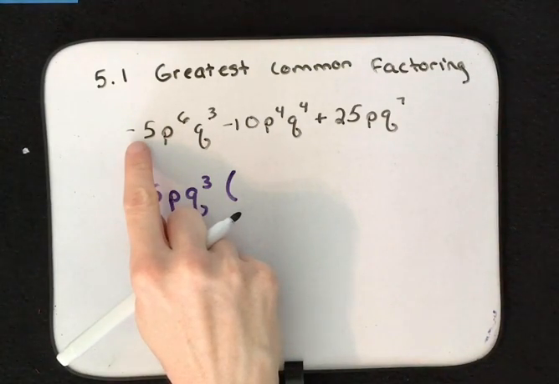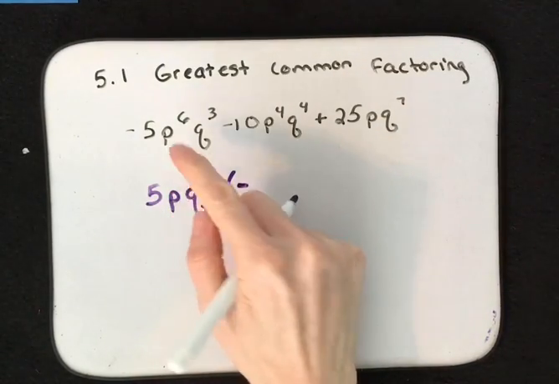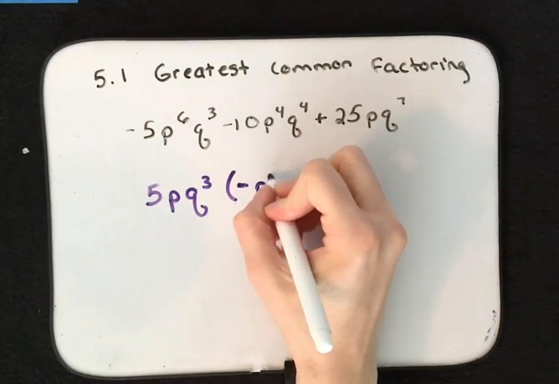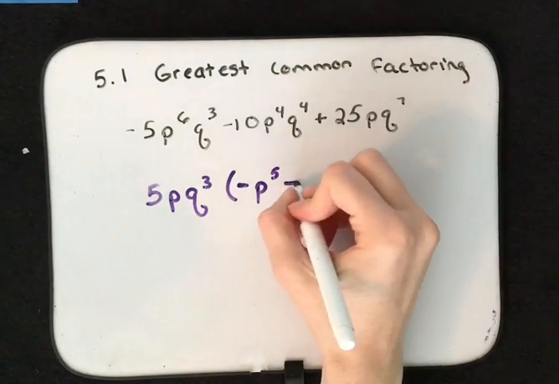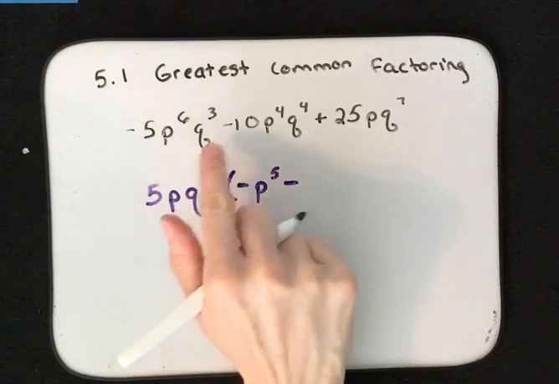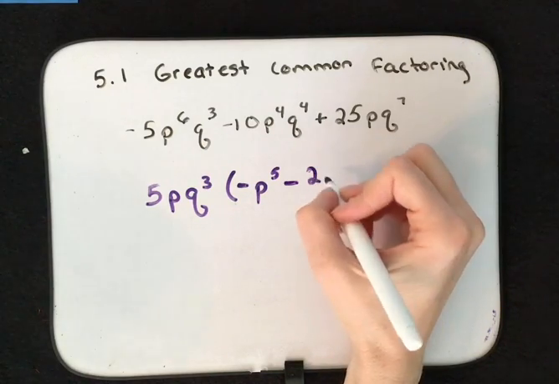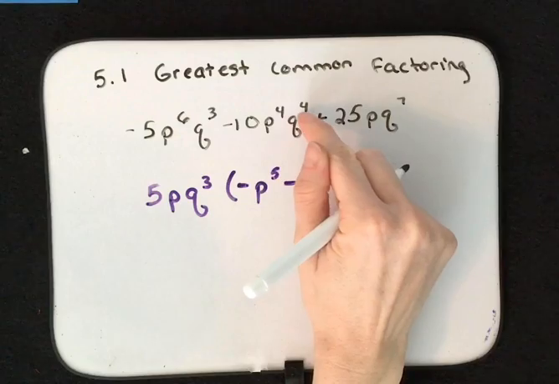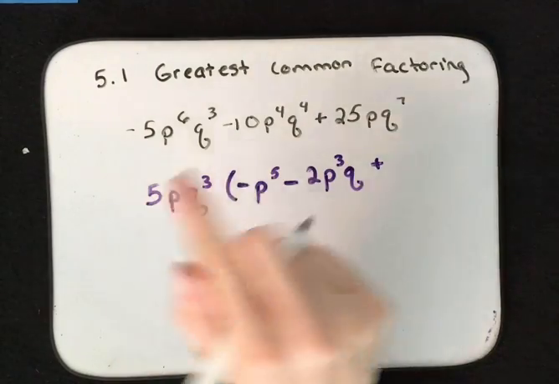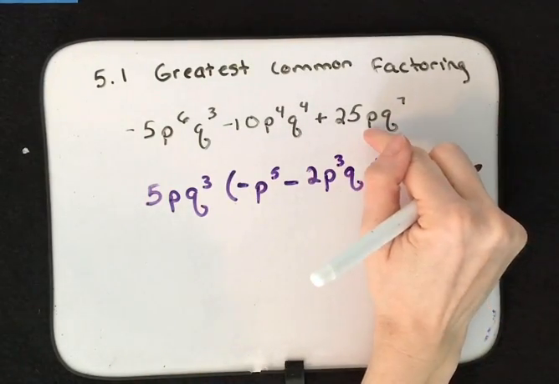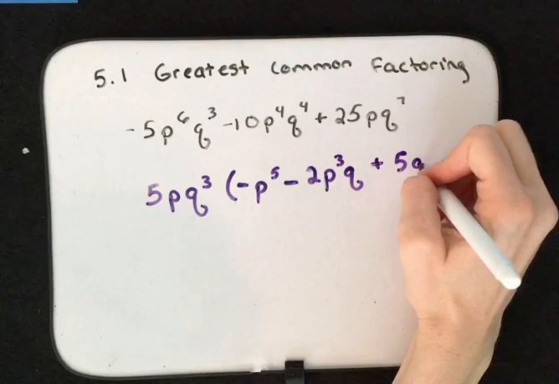If I take out a 5 from a -5, that leaves me with -1. If I take out 1 p, I had 6, I take 1 out, so I'm left with p to the 5th. I had 3 q's, I take them all out, so no more q's. Minus, I had 10, I took out 5, so 10 divided by 5 leaves us with 2. I had p to the 4th, I took out p, so that leaves us with p to the 3rd. I had q to the 4th, I took out q to the 3rd, so that leaves just q. I had 25, I divided by 5, so that leaves us with 5. I had p, I took 1 out, so none are left. I had q to the 7th, I took q to the 3rd out, so that leaves us with q to the 4th.